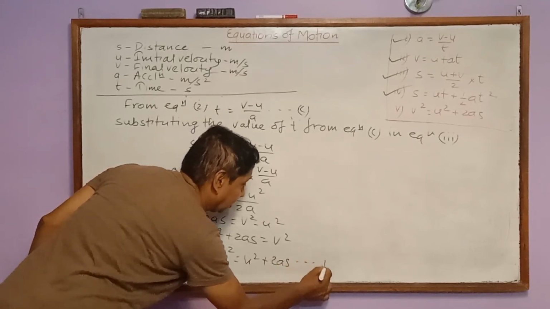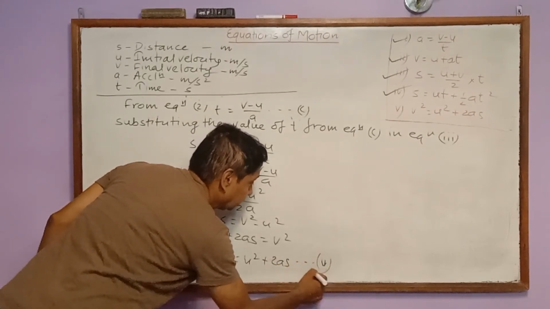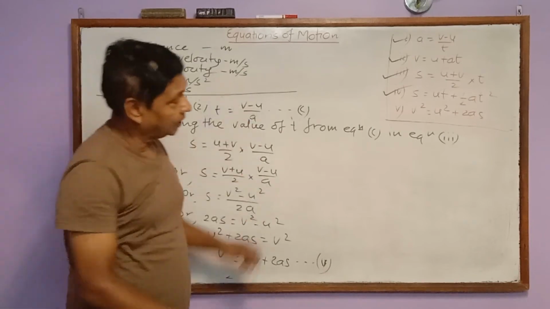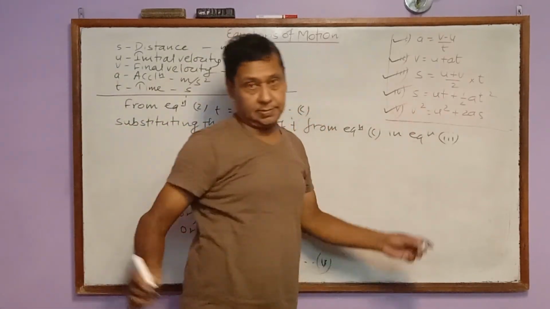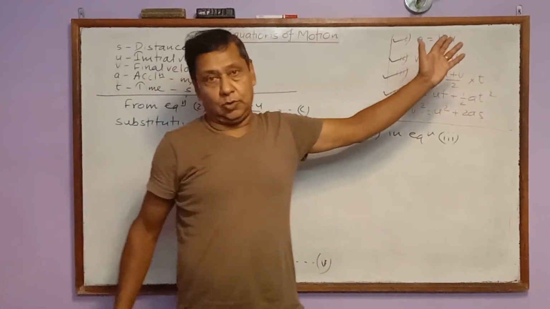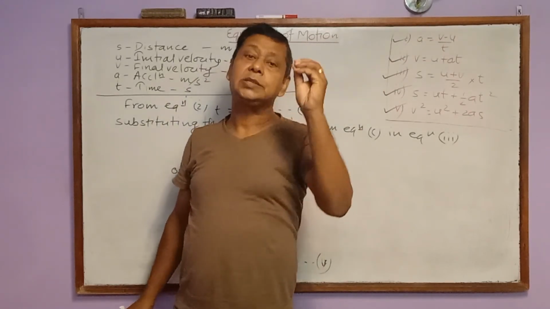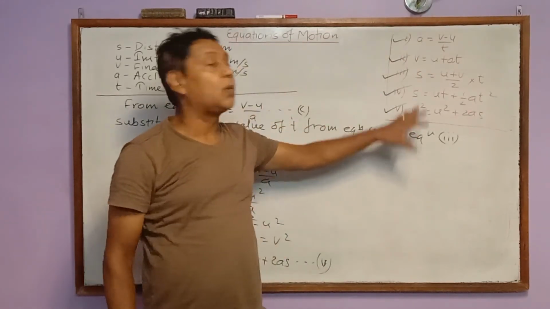This is equation number 5. Look at this, I proved this 5th equation also. We have altogether 5 equations. Each of them is proved one by one.